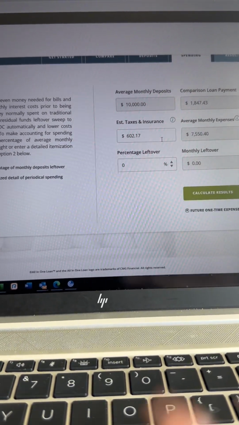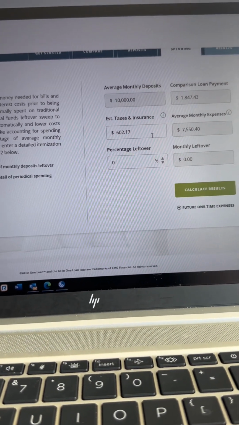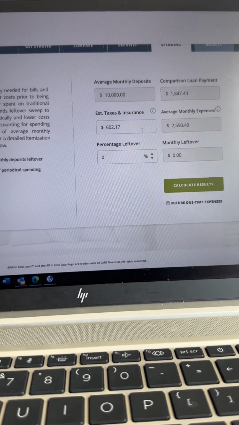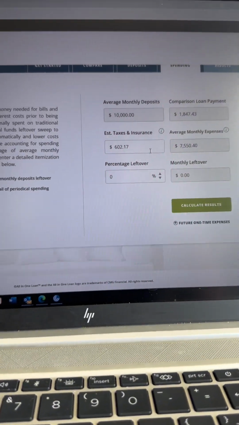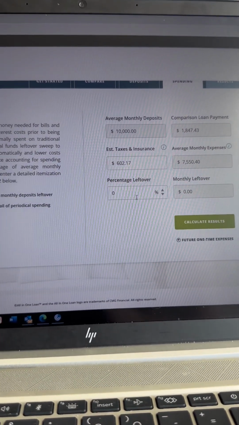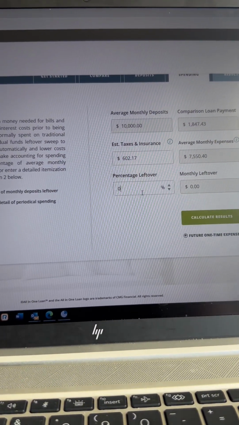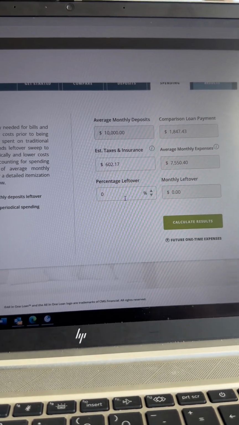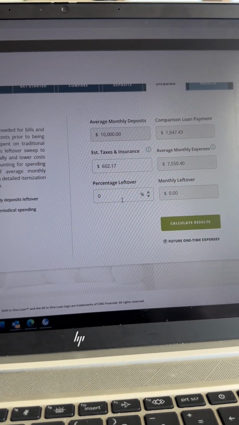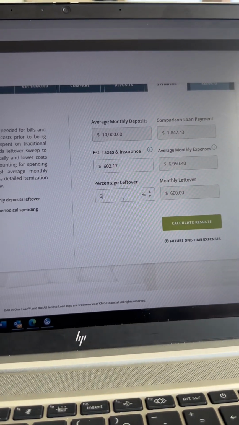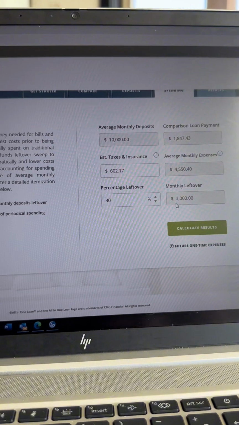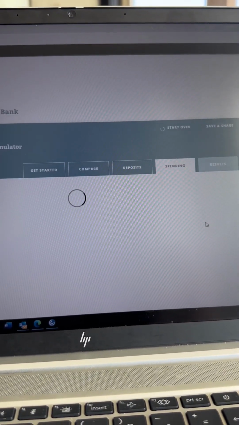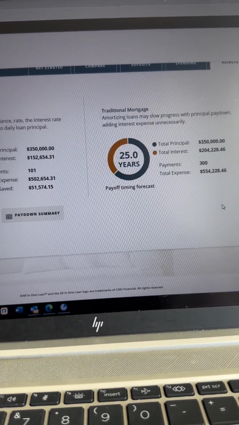And then let's say taxes and insurance, $600 a month. I think that's a little bit high, but depending where you are, my properties in Texas are like 10 grand a year for taxes. So it's pretty reasonable, but for Colorado, it'd be lower than that. And then let's say at the end of the month, what you have left over. So you paid the mortgage, you pay your insurance, you pay your credit card, you pay whatever. So what do you have left over every single month after everything? Let's say 30%. So you have 3 grand left over every single month after you pay everything, okay? So let's calculate these results and see what it looks like. Hopefully it's a good one.